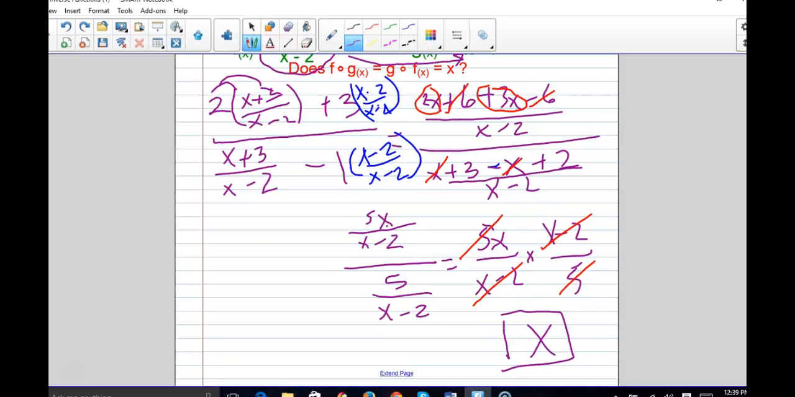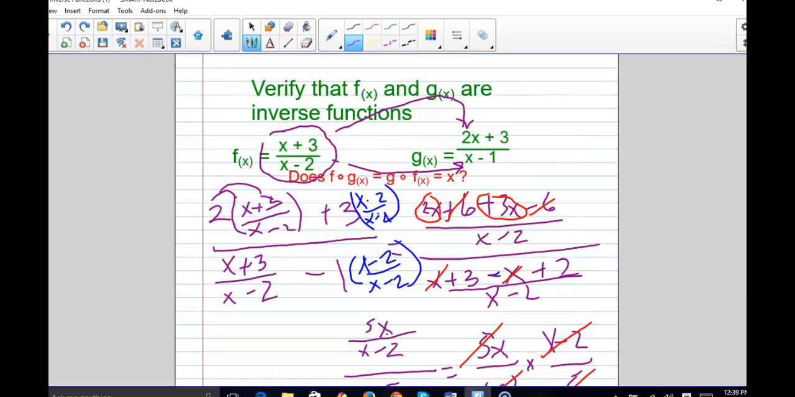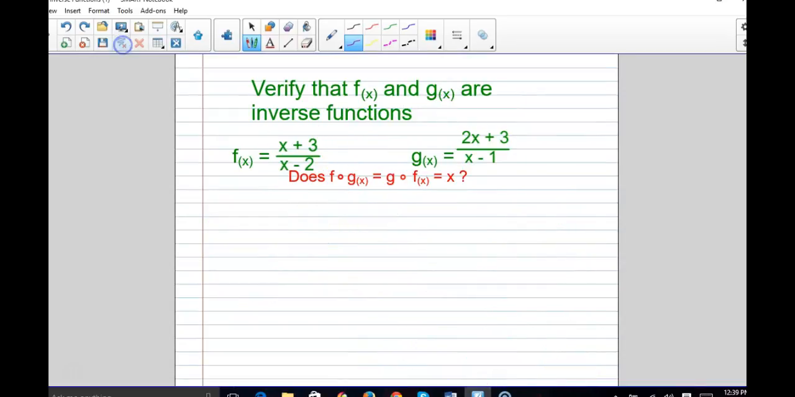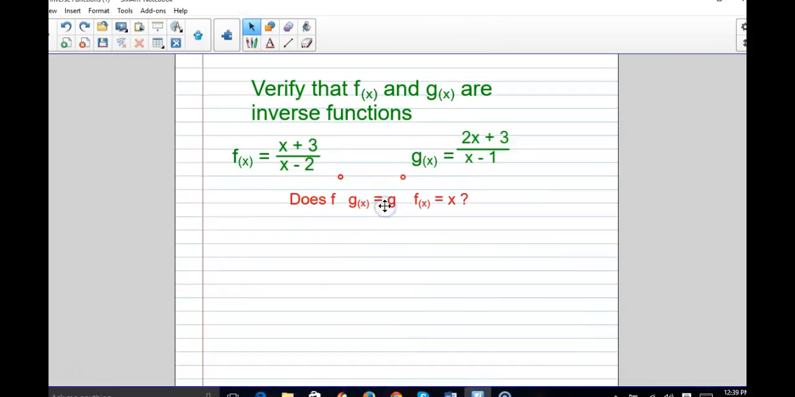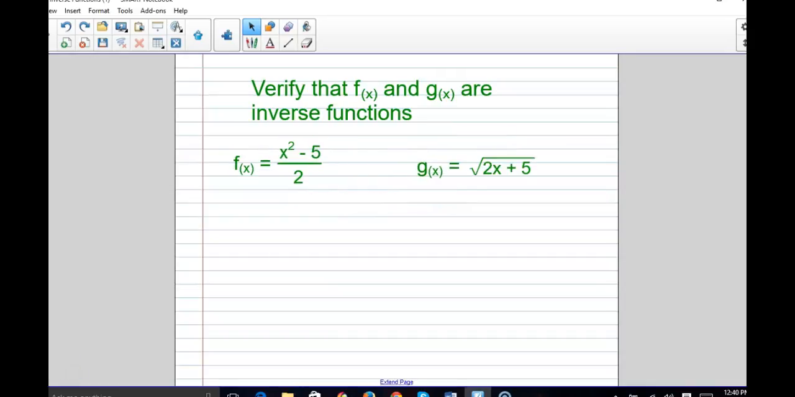So we can say that, right to the top, these two functions, f and g, are indeed inverses. We've proven it algebraically. Okay, let's see if you learned anything. Take a moment, some paper, and verify whether f and g are inverses of each other.